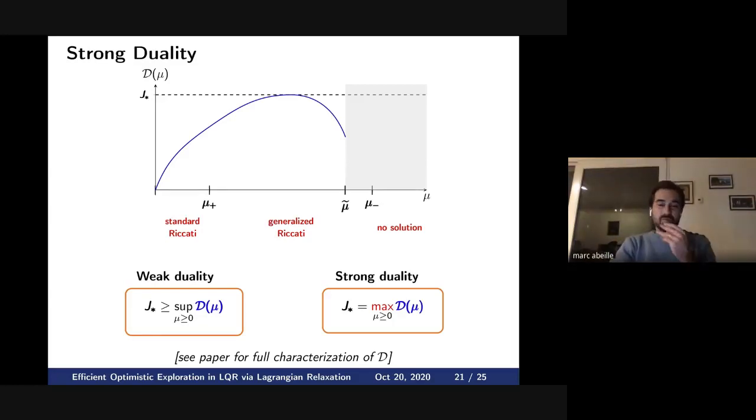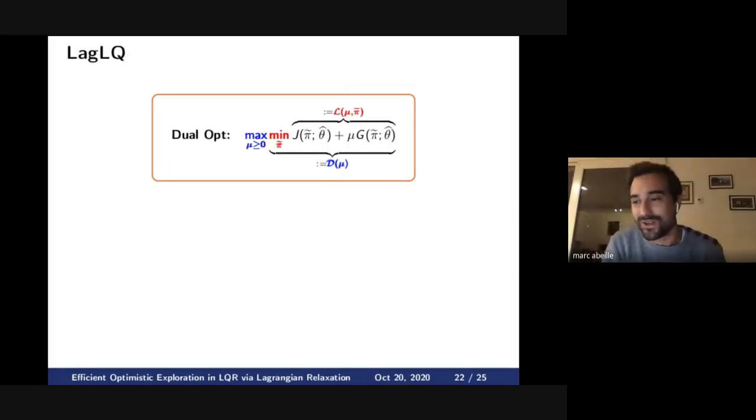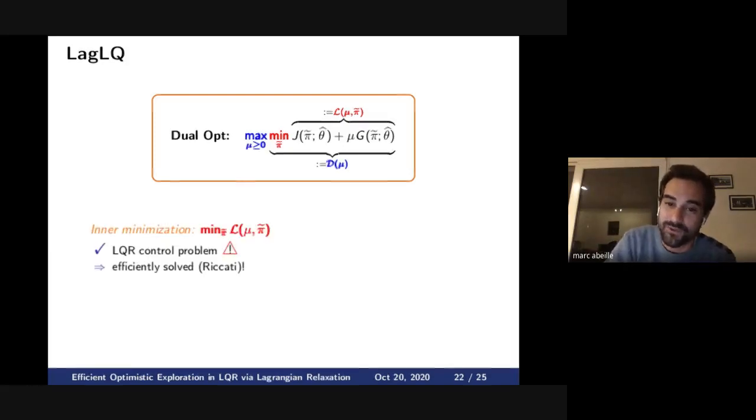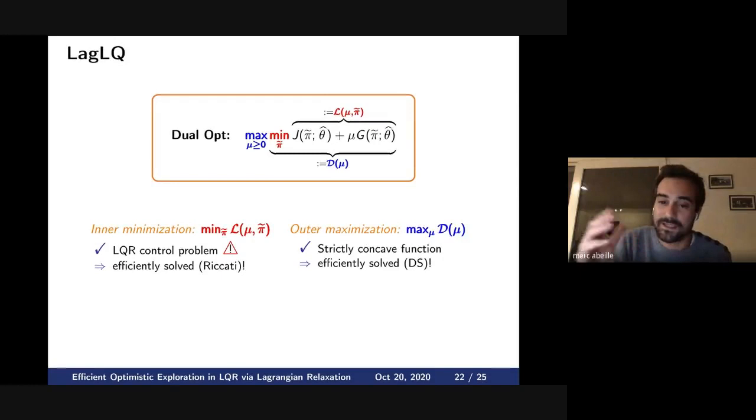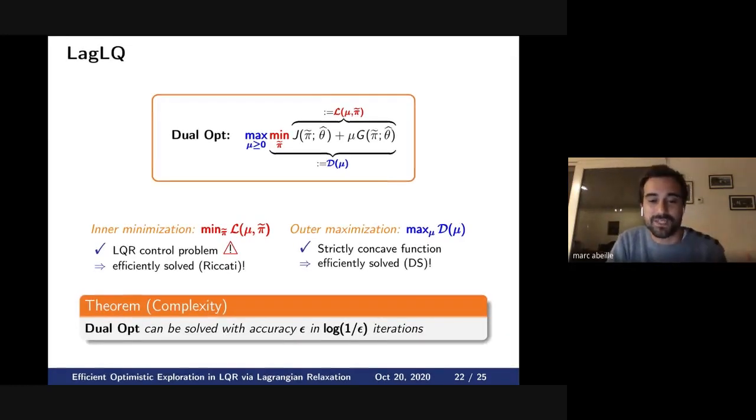But if we forget about all those subtleties, what we have to remember here is that strong duality holds up to some perturbation, and that to solve the constrained problem, we just have to maximize the dual function. The domain of the dual function coincides with where we can compute it solving a Riccati equation, so it's very efficient. And further, it's a nicely strictly concave function, so we can efficiently solve it by dichotomy. So overall, we are very happy, and we have an algorithm that we can solve at a logarithmic complexity cost. And the logarithmic complexity cost directly comes from the dichotomy.